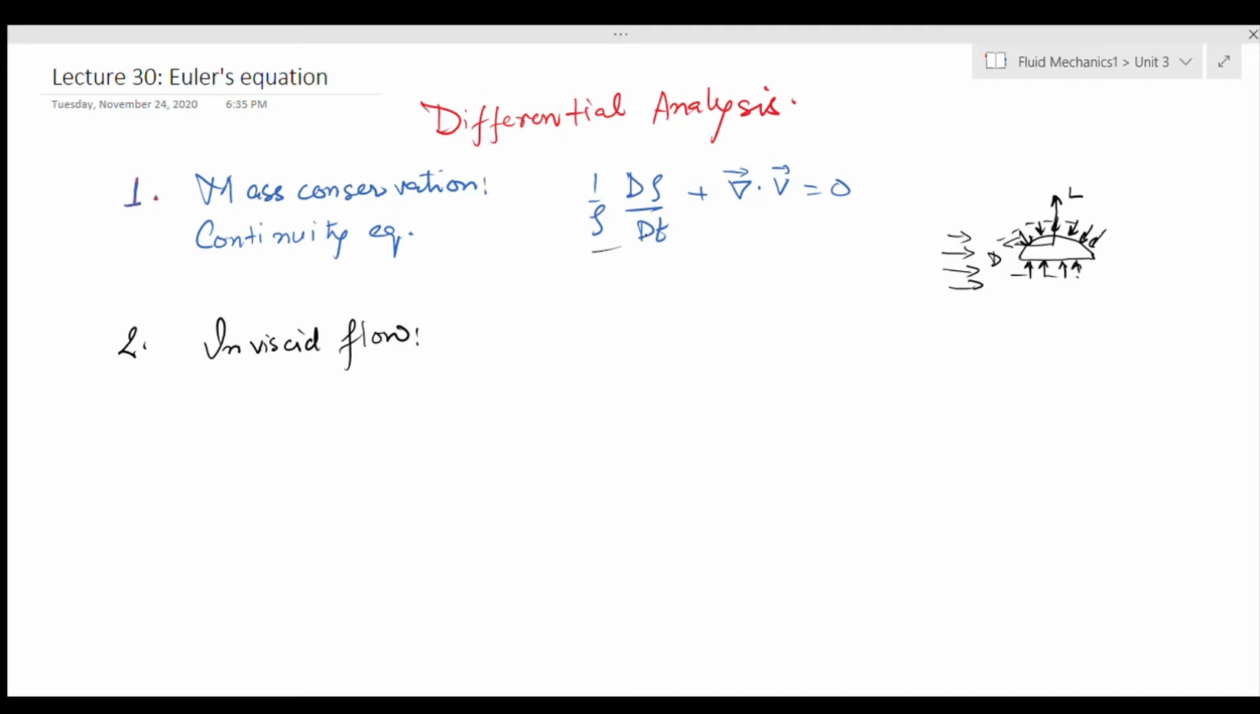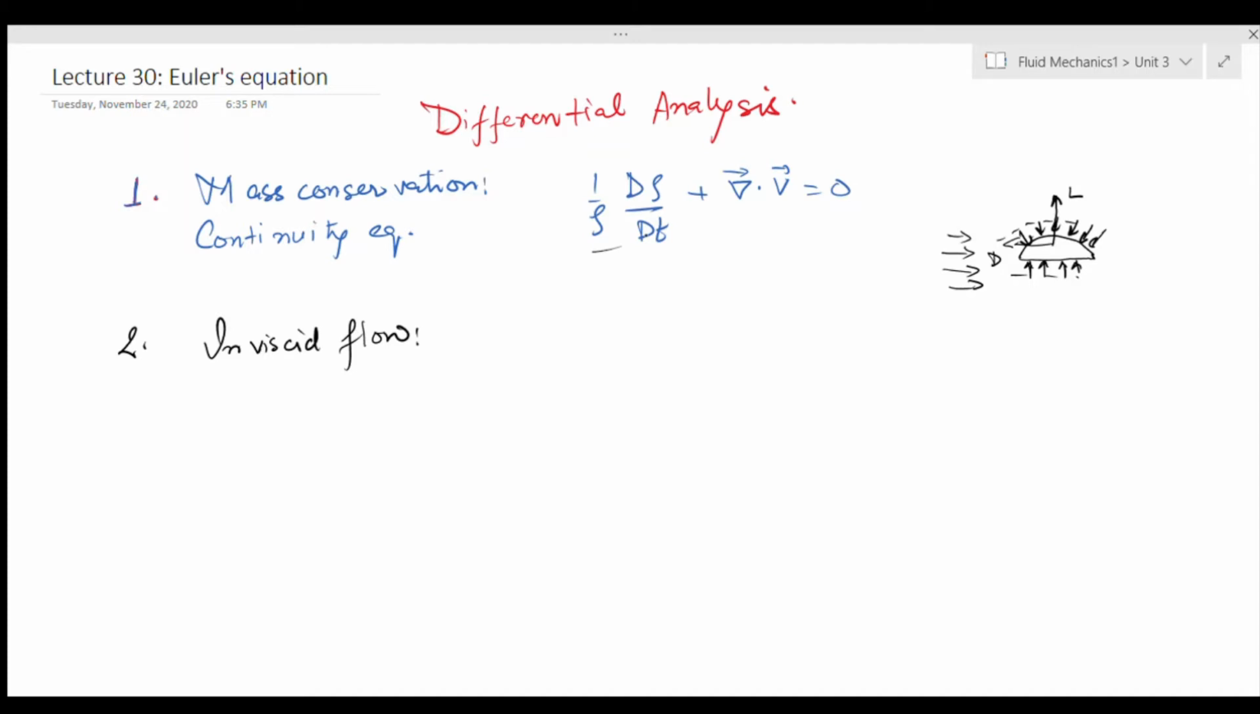Now we are going to do the differential analysis for our momentum equation. By the way, for the mass conservation equation, here we have not taken any assumption of steady, unsteady, or compressible, incompressible, or anything like that. I would rather say, the assumptions which we have considered here are that the density and the velocity are continuum functions. Other than that, there are no assumptions.